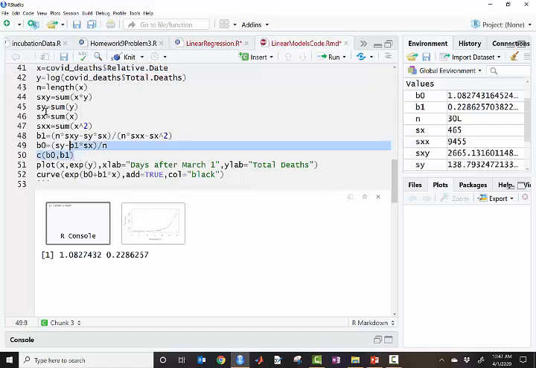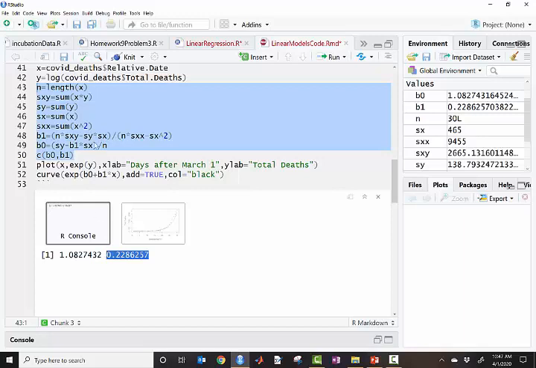The next few lines of our code simply reproduce what we did for our toy example, computing all the sums, computing the coefficients b1 and b0 based on our least squares formulas. And we can see that when we do that, we get an intercept of 1.08 and a slope of 0.228. Now, in our real world application, remember all these are happening on a log scale. So think of this 0.228 as the coefficient in the exponent of our growth.